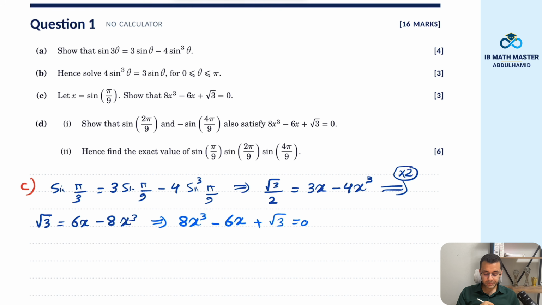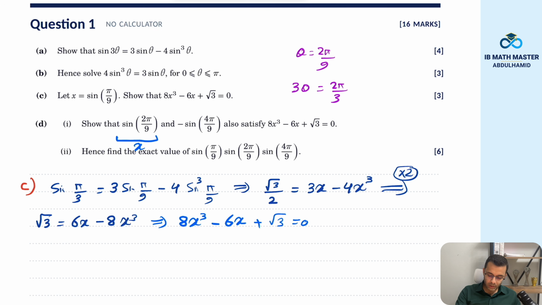So to do part 1, we'll do the same exact work we did for the pi over 9, except for the fact that here theta will be 2 pi over 9. So when we replace it here, 3 theta, if you multiply this by 3, by the way, it will be 6 pi over 9, which is 2 pi over 3. So now they're telling you, if we assume this sine to be x, for example, then prove that the cubic equation is correct like we did in this part. So nearly similar work, but the angle here is different.